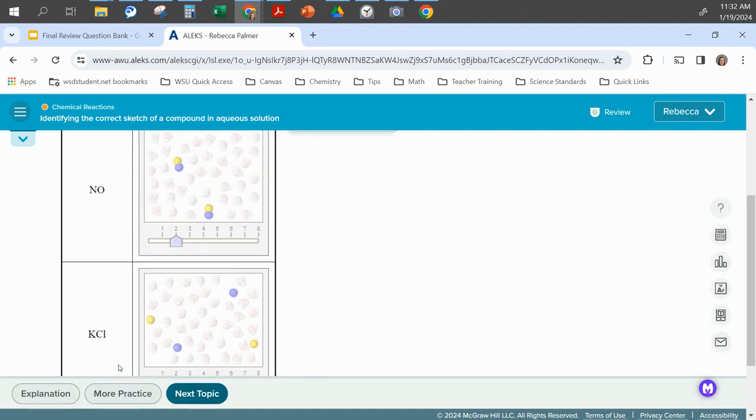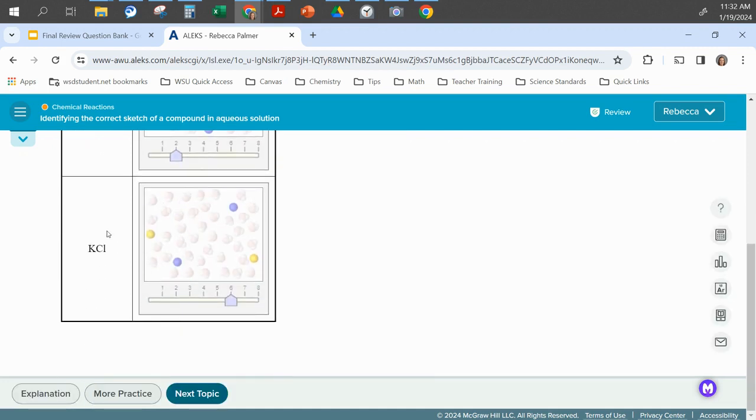Will you go over how you know if they're broken apart? Yes, so this is broken apart because this element is by itself. How can you tell that from here? So I have a metal and a non-metal. If it's ionic, this is going to break into K+ and Cl-. Okay.